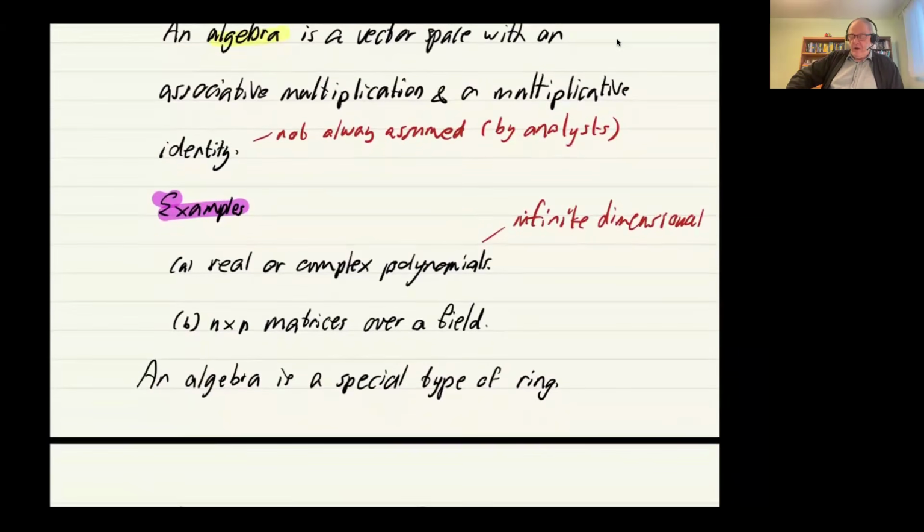Again, the definitions don't matter too much, but real or complex polynomials form an infinite dimensional algebra. And the n by n matrices over a field form an algebra, and that's basically the one that we're using most. So the matrices form an algebra. And as I didn't write here, one example would be to take the real polynomials in T. They would form an algebra. Okay, that would again be infinite dimensional. I'm just making this explicit.